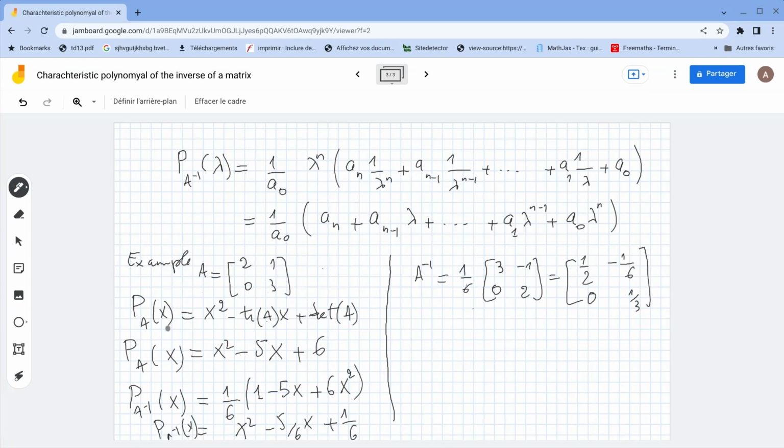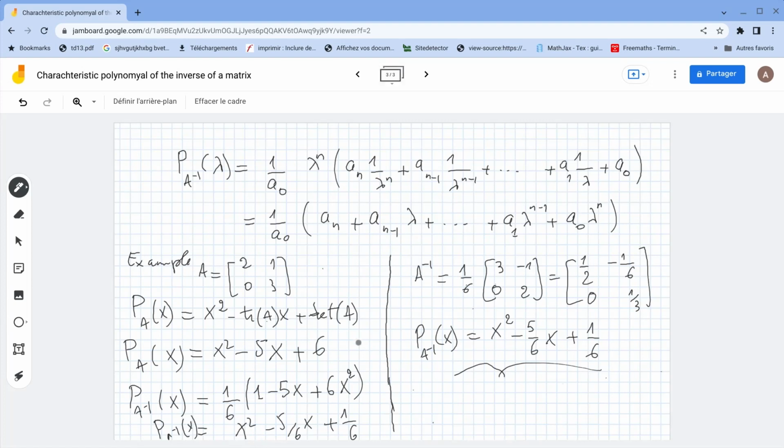I apply the same formula here. P_{A^{-1}} of x is x^2. The trace is 1/2 plus 1/3, which is 5/6, minus 5 by 6 x plus the determinant. The determinant, 1/2 times 1/3, is 1/6. I have found the same thing here.